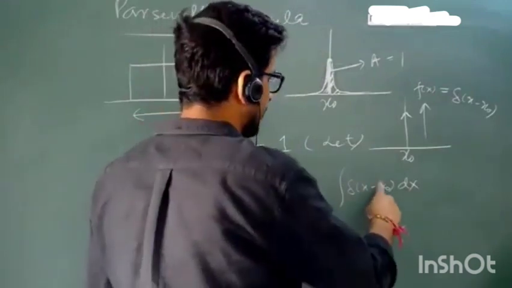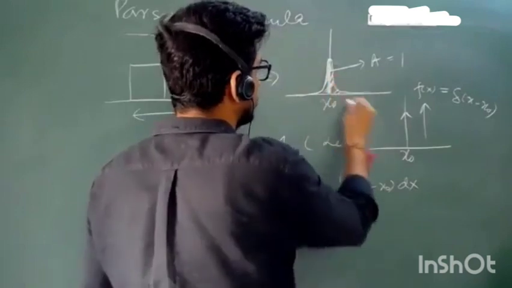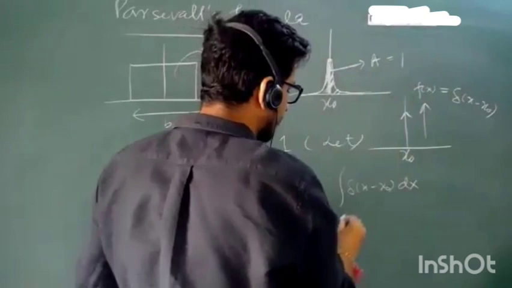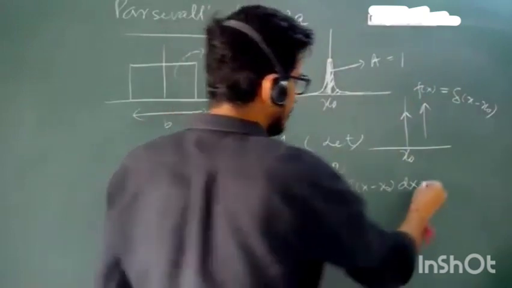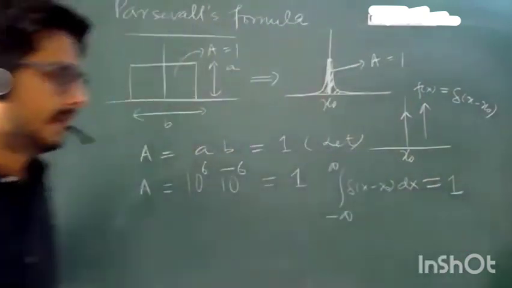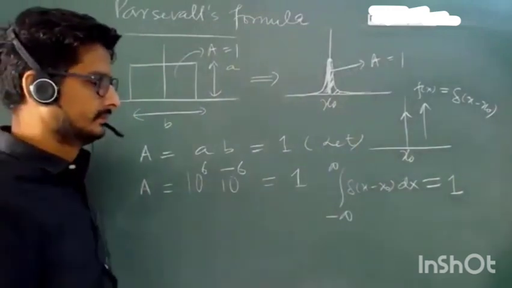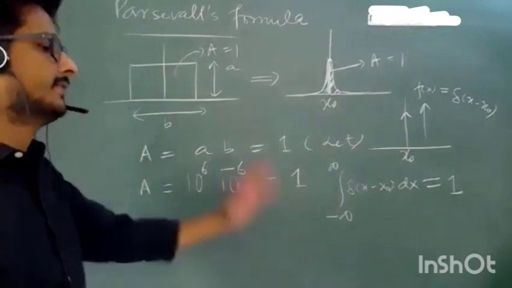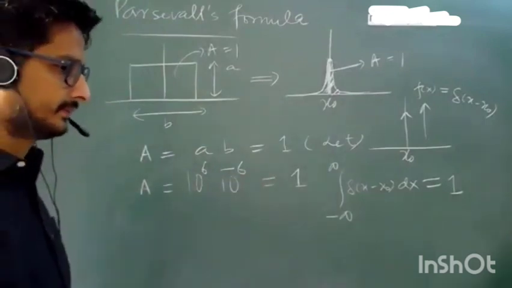When I have to include this, but if I take the area of this part, it should be 0. This should come in between. So that's why I take the limit minus infinity to plus infinity. That means 100% it is going to come in between. Did you understand? This is the area under the curve. So this function is known as the Dirac delta function.